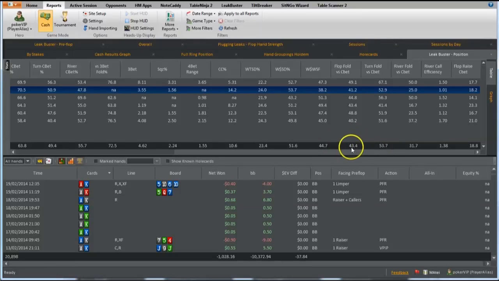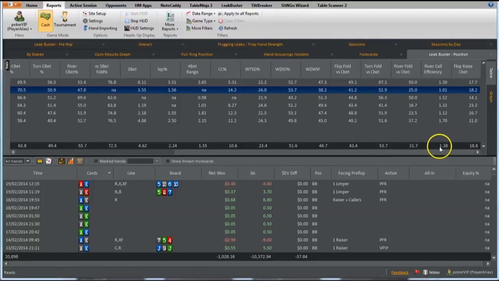But the overall trend is Hero is folding a little bit too much to c-bets. Flop fold versus c-bet is 43, turn fold versus c-bet is 53. Actually, the river fold versus c-bet is pretty low, and there could be two reasons for this. Firstly, it could be related to Hero folding too many hands along the way and getting to the river with a reasonably tight range, but also could potentially be related to him calling down too wide in some spots, which can affect the blue line.